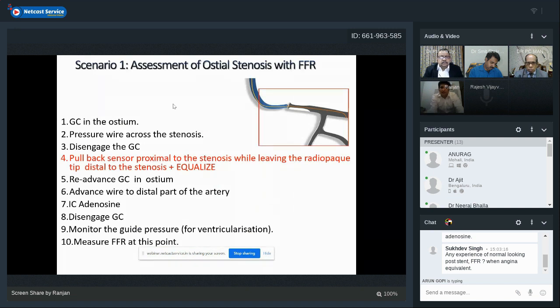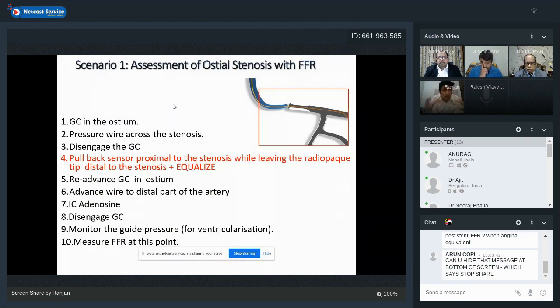So let me quickly cover the special scenarios. One is the osteal lesion. If you have an osteal lesion and if you are using intracoronary, equalize inside the guide and not outside, because the lesion is in the ostium. It could be left main osteal, or it could be RCA osteal. Make sure you are equalizing inside.